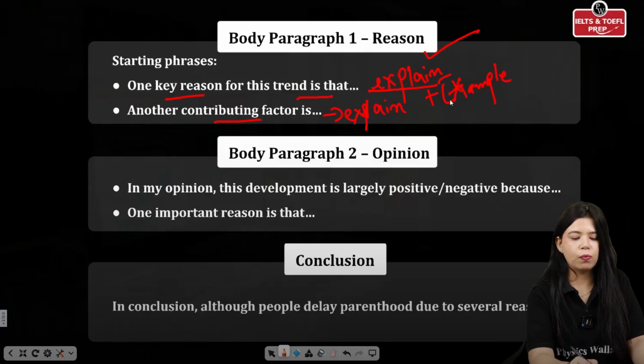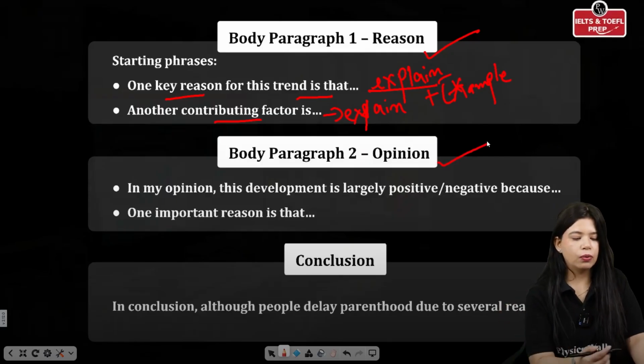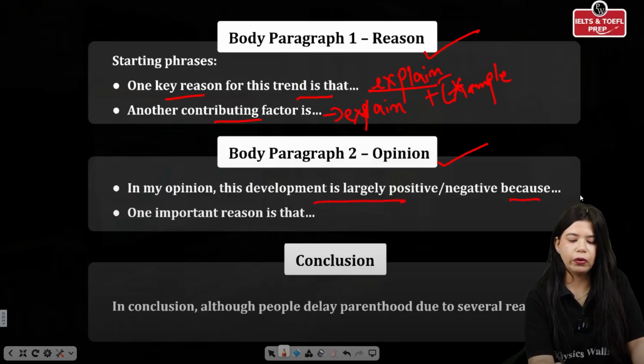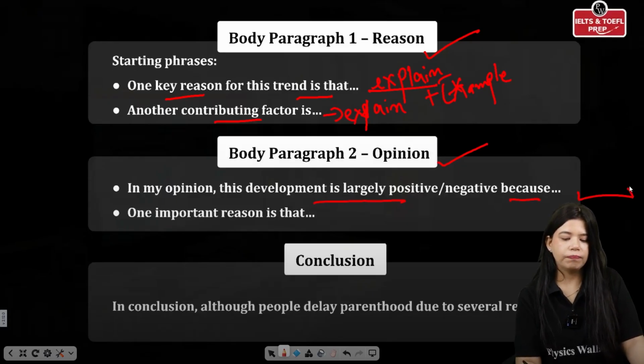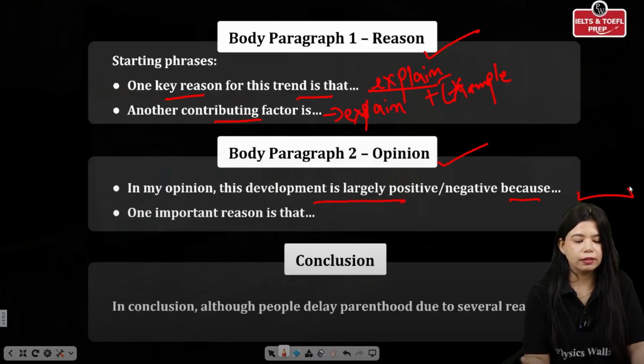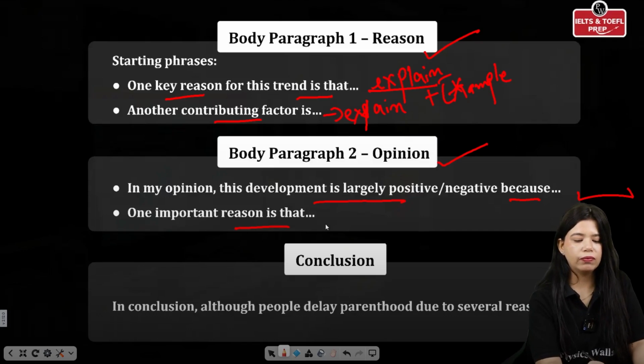And coming to body para 2, where you are going to justify your opinion, you can start like this. In my opinion, this development is largely positive, or this development is largely negative, because then you state your reason here. To justify our opinion, we always state reasons. One important reason is that you state it and then you develop it nicely. You explain it properly. And then write a relevant example.